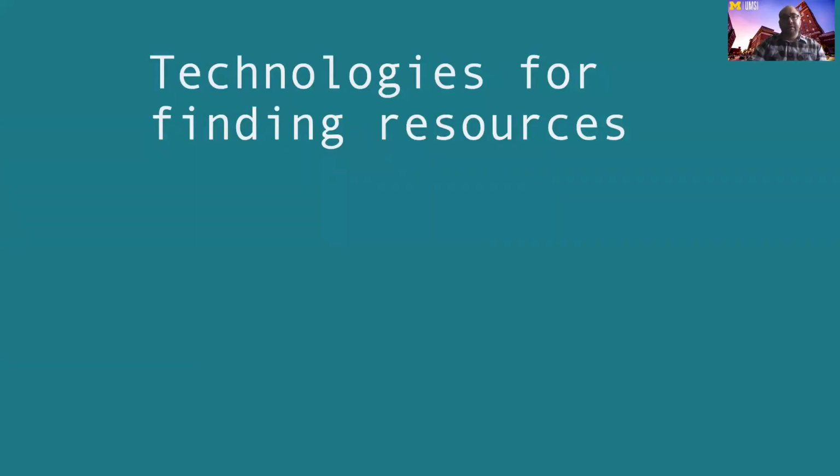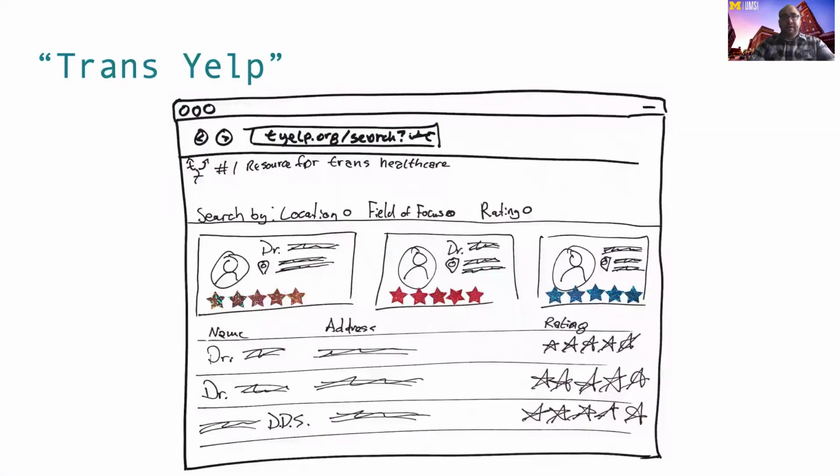Our final category was technologies for finding resources. To address this challenge of finding resources, several different groups of participants designed what they called a trans Yelp. Such a site or app would offer an online space for trans people to rate and review local businesses. Additionally, it would enable trans people to find information about trans-friendly restrooms, affordable housing, healthcare assistance, affordable food, etc. Because this idea was raised by multiple groups of participants, we saw a few different variations. One group sketched a trans Yelp that focused solely on healthcare resources and finding trans-friendly and trans-competent doctors.